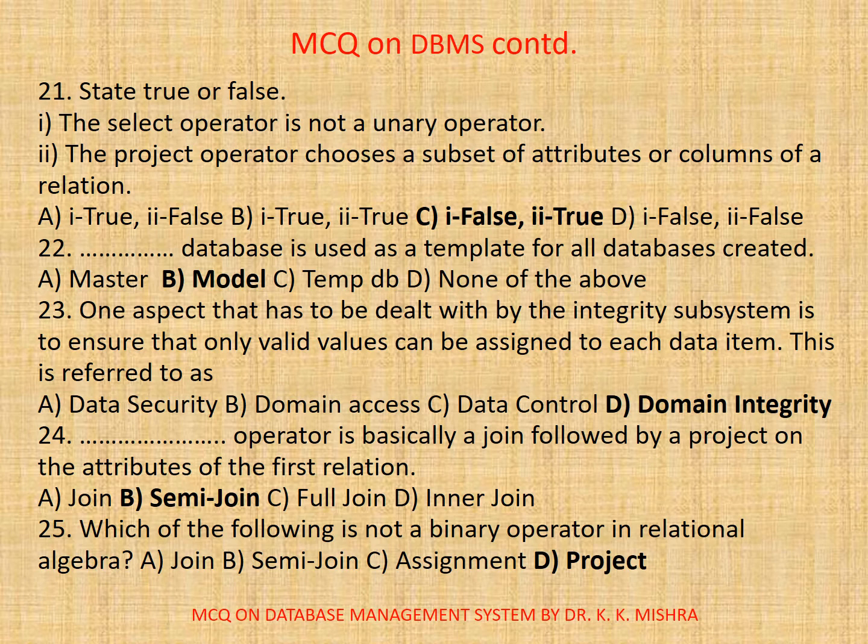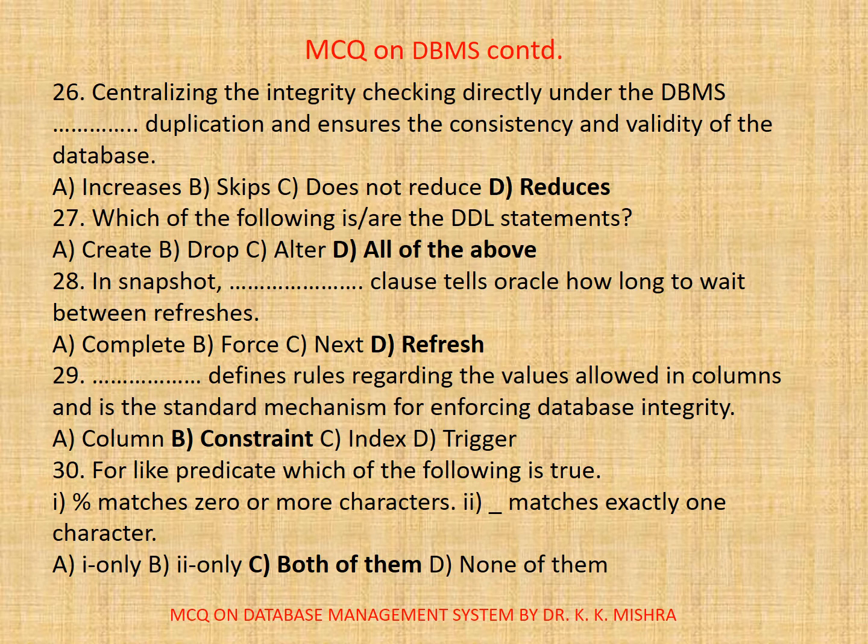Question number 25. Which of the following is not a binary operator in relational algebra? Options are A, join, B, semi join, C, assignment, D, project. Correct option is D. Question number 26.